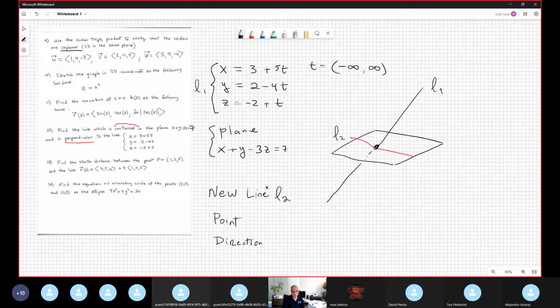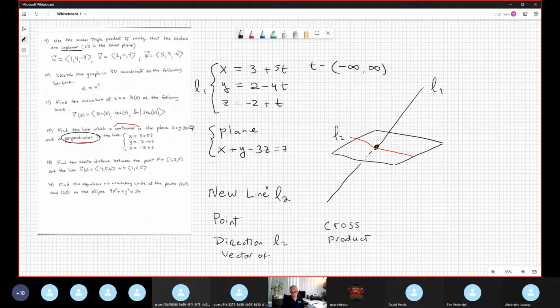of line 2? Direction vector, sorry, of line 2. Some idea? Who can help me with an idea of how you find the direction vector of line 2? The keyword in this problem is perpendicular. This is the keyword. With the cross product. Exactly. Cross product of who, and between who?